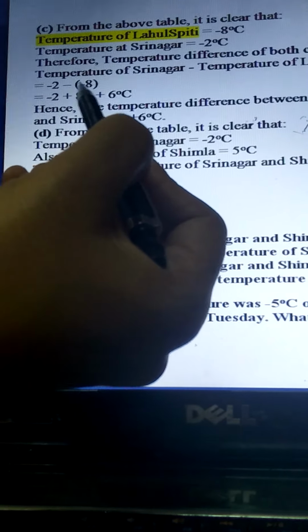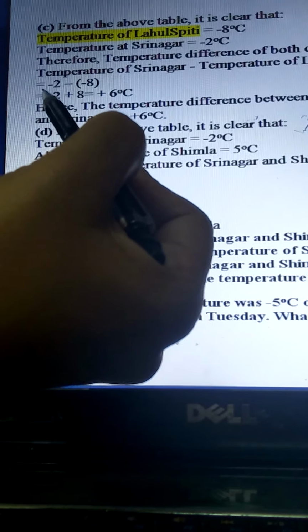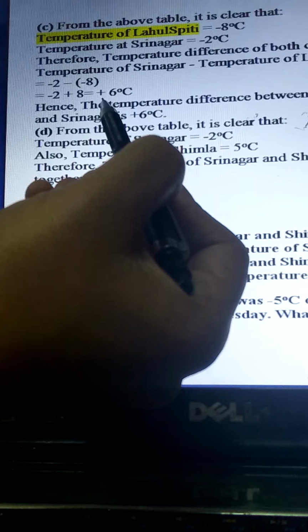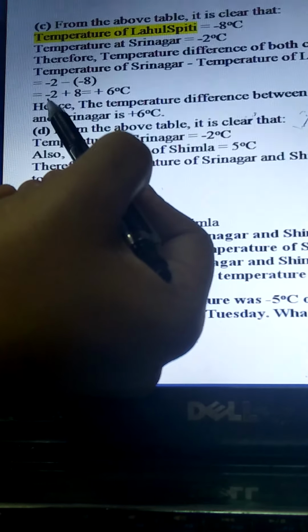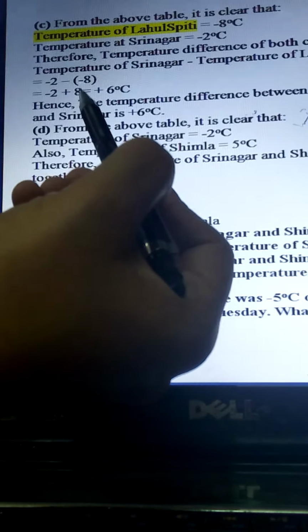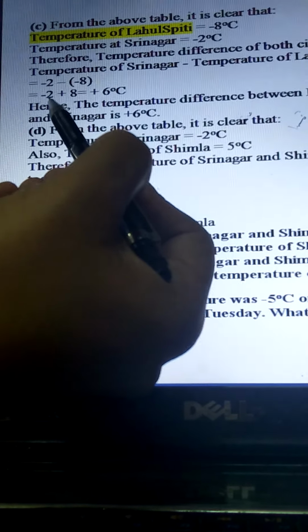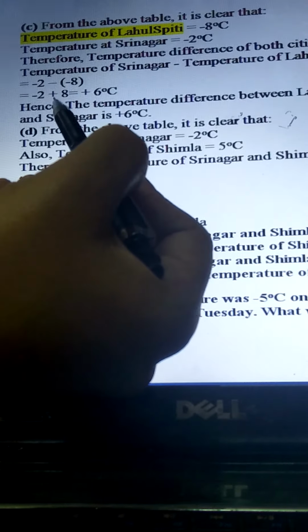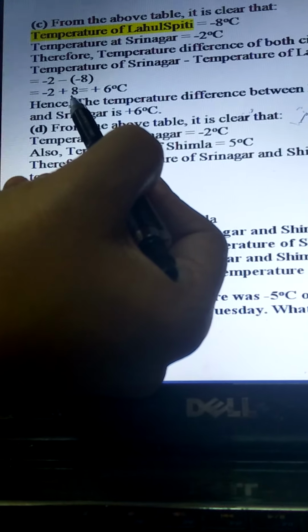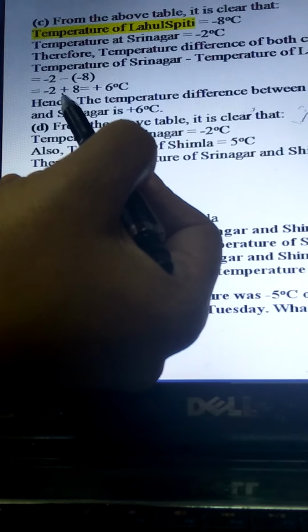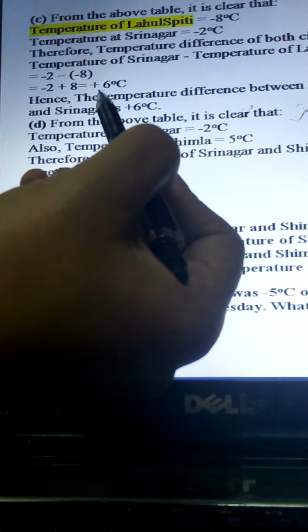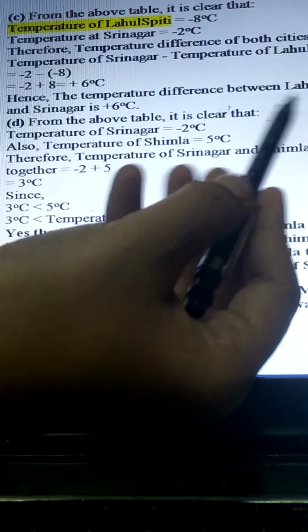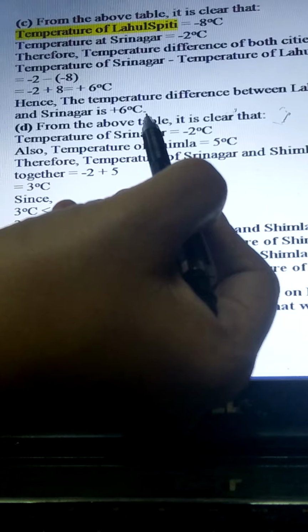Now you know minus and minus will become plus. Now again we'll be solving it. It is negative 2 and positive 8. So what will be the result? Result will be positive 6, because we'll be subtracting 2 from 8. So it will be 6. But what sign will come in front of the result? It will be plus sign, because 8 is greater and 8 is having sign of addition. So what will be the result? Result will be plus 6 degrees Celsius. So the temperature difference between Lahaul Spiti and Srinagar is plus 6 degrees Celsius.